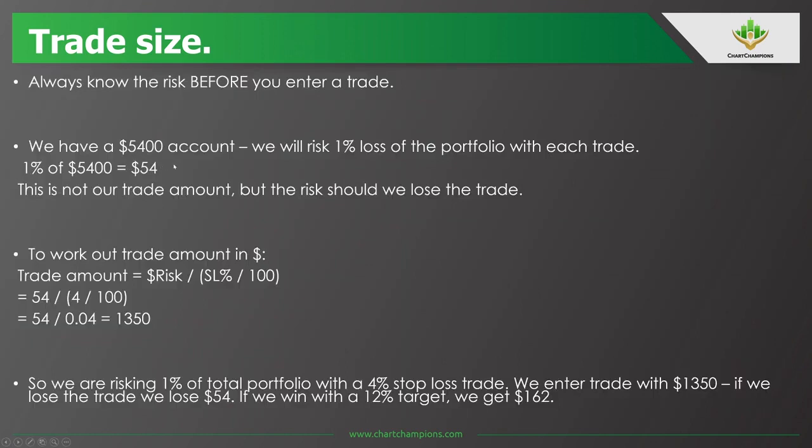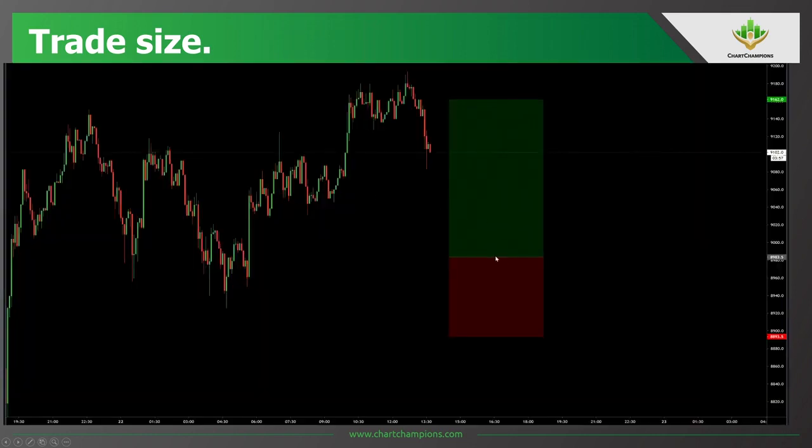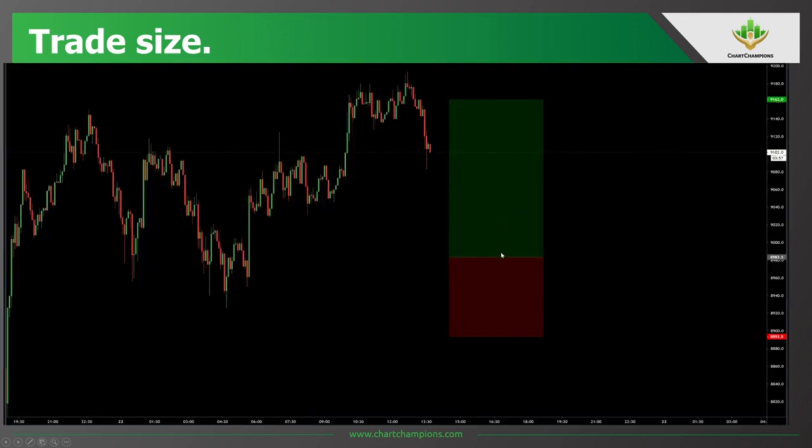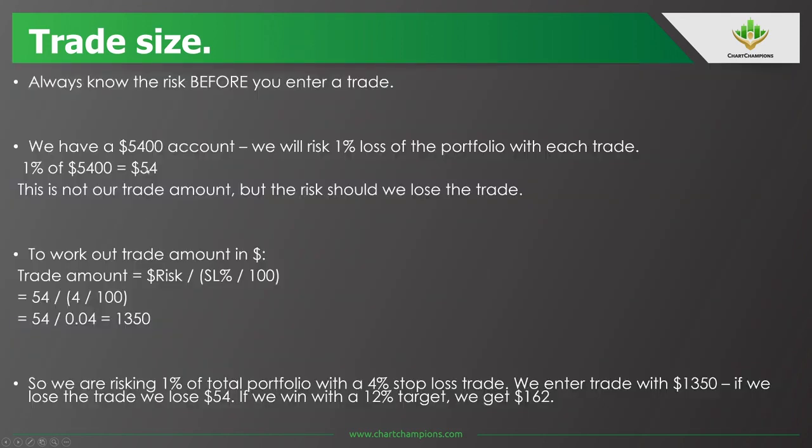Simply, to work out the risk that we're willing to take, it's 1% of our account balance. So 1% of 5,400 is 54. This is not how much we enter for the trade size, but this is how much we are willing to risk per trade. That is how much we are going to lose if our stop loss is hit. We will lose $54, and that's going to be the same on every trade that you take: 1% of the account. You always know before you enter the trade how much you're going to risk.